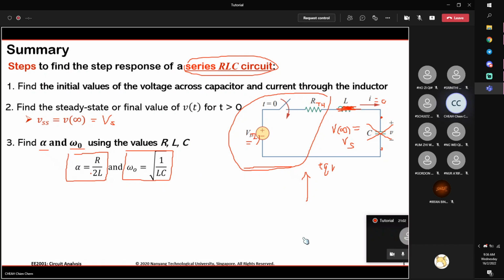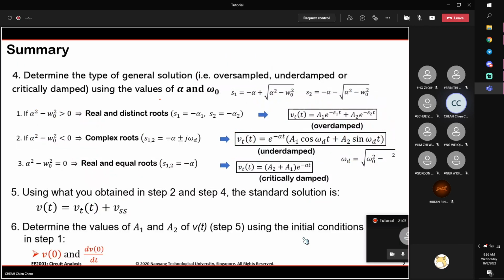We calculate alpha and omega 0 because the solutions of a standard second order differential equation depend on the values of alpha and omega 0. And last week I showed you that alpha represents damping in the system. If alpha is large, that means it's overdamped. There's too much damping, so you get a slow response. If alpha is small, you have an underdamped response, which means oscillations.